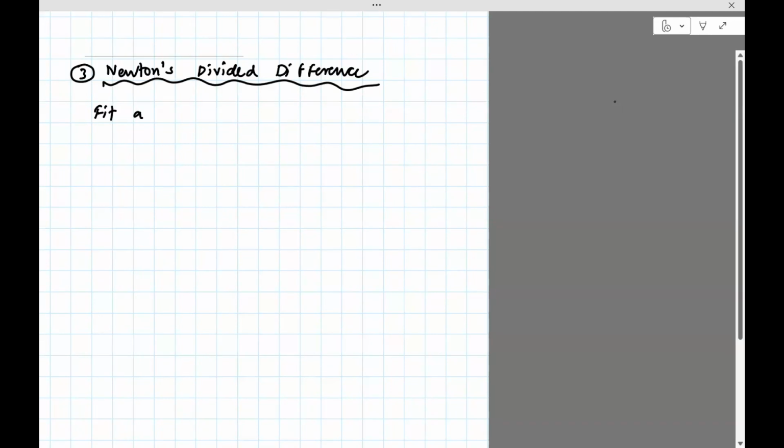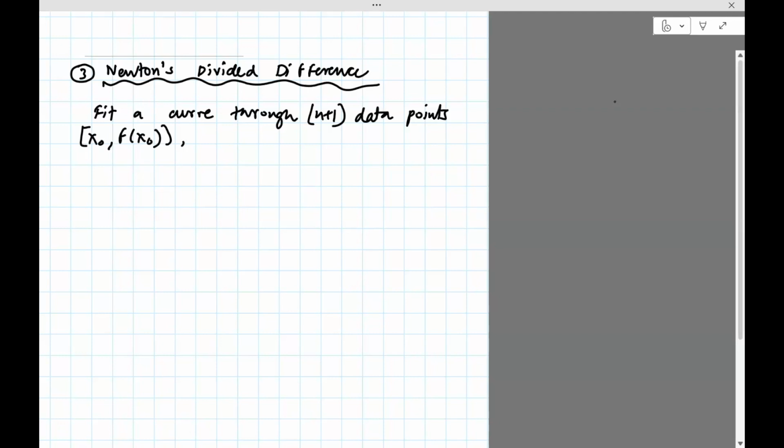Fit a curve through n plus 1 data points, x0, f of x0, x1, f of x1, and so on till xn, f of xn.